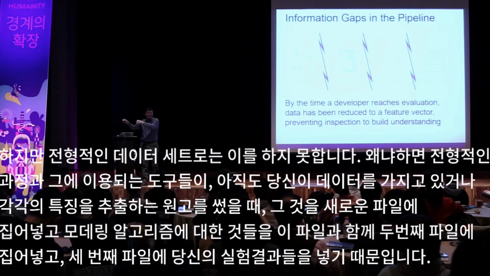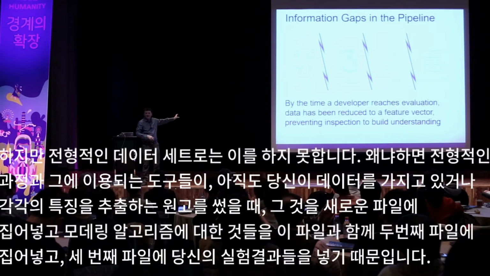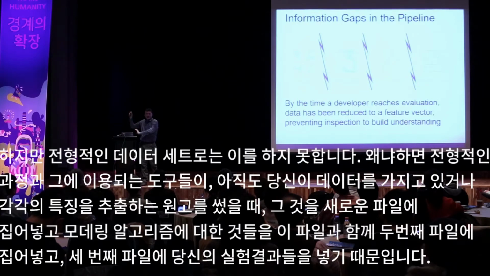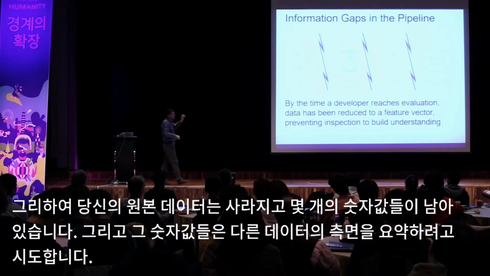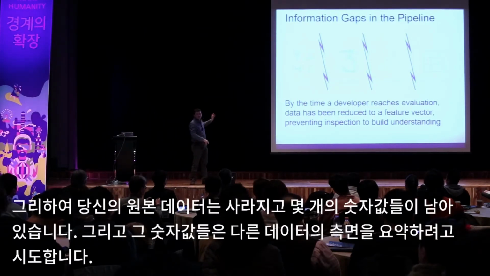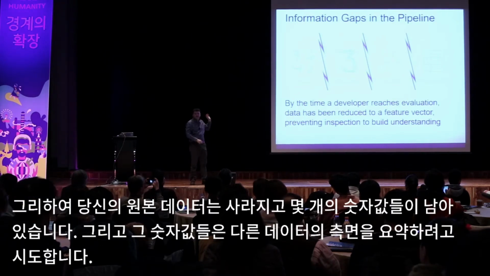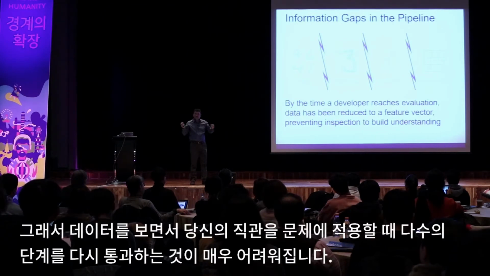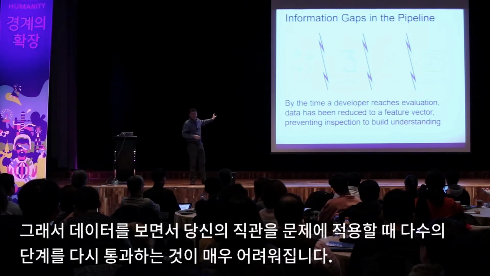That went into a new file. You loaded that file in something else that applied a modeling algorithm and outputted a third file that had the results of your experiment in it, right? And so the raw underlying data is lost. It's been gone for a while. All you have left are a bunch of numeric values that try to summarize different aspects of your data. And so actually seeing your data, getting your human intuition onto that problem is incredibly hard to get back through these multiple breaks.